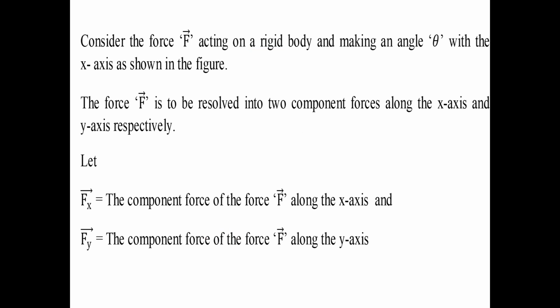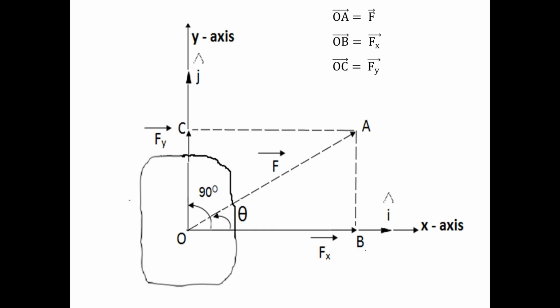Fx is the projection of force F bar on the x-axis. Fx bar is the component force of force F bar on the x-axis. Fy bar is the component force of force F bar on the y-axis. So check this diagram. Here the force F bar acting on the rigid body is separated into two forces Fx bar and Fy bar. We call these Fx bar and Fy bar the component forces of the force F bar.